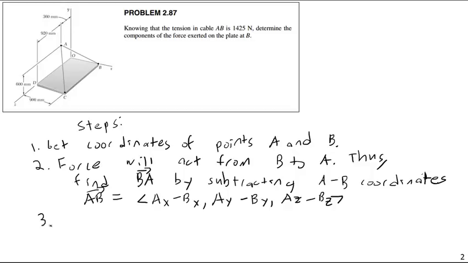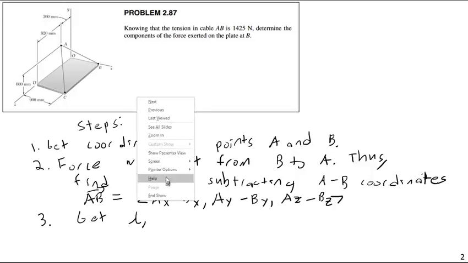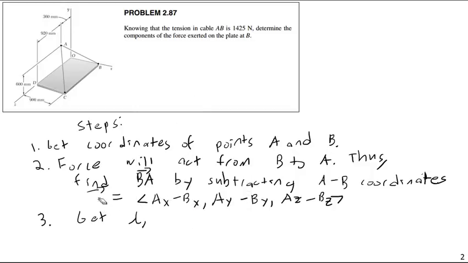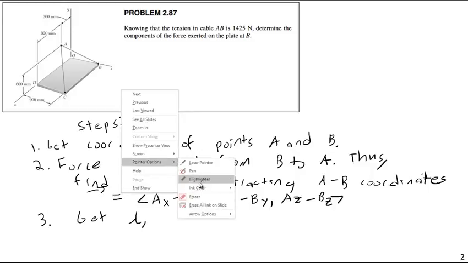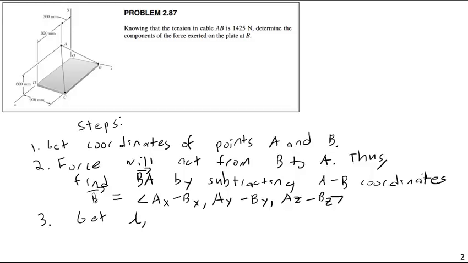3. Get lambda BA. Sorry, I keep getting those back and forth. Vector BA is that, because it's final minus initial. So lambda BA is going to be equal to simply BA over the magnitude of BA.